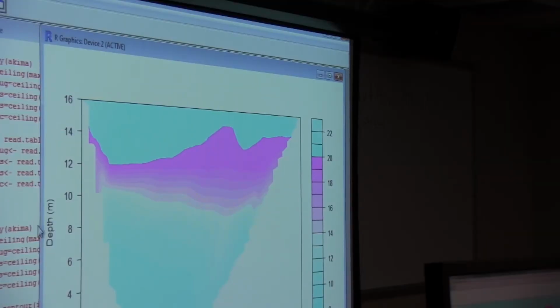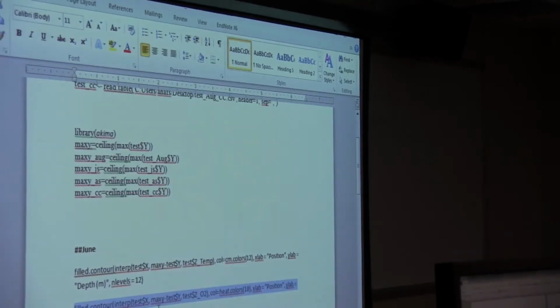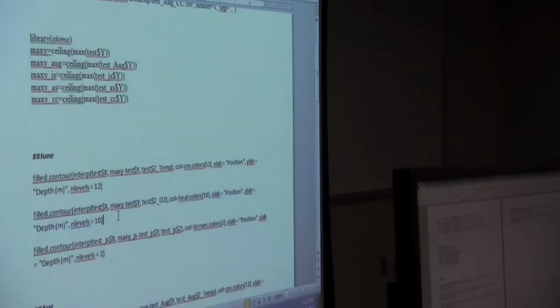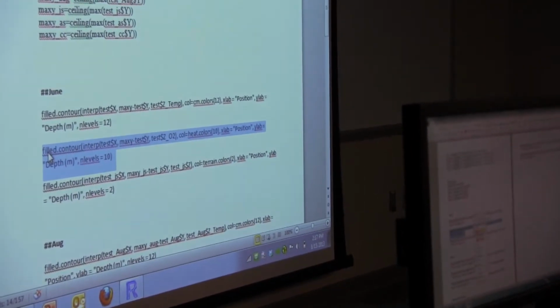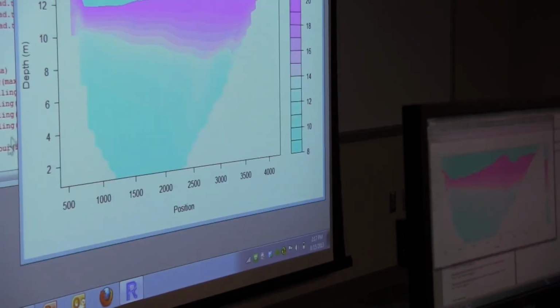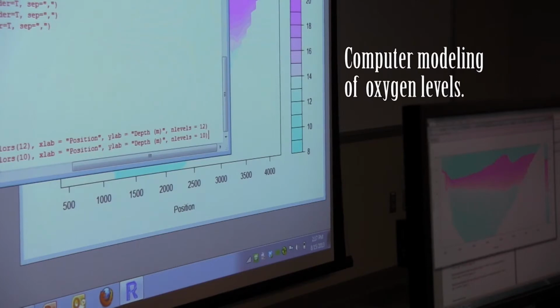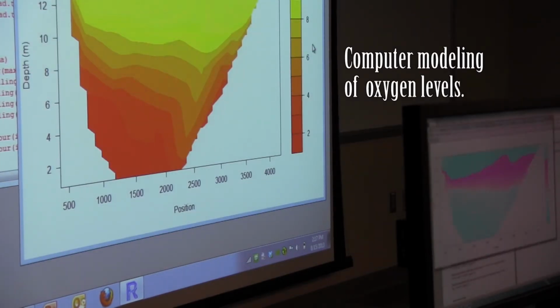Now we should be able to go through these fairly quickly here, because all you have to do is go down and highlight the next section. So go back to the Word. Yep. Copy it from the Word document. Copy back to R. Go back to R, paste it in, and hit enter, and then you'll change, and it'll be the DO graph, or the O2 graph.